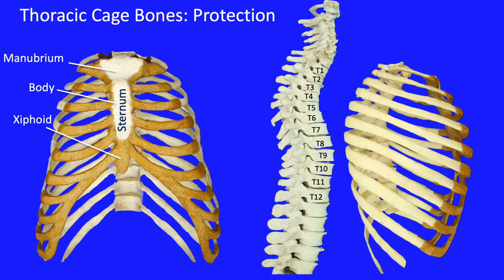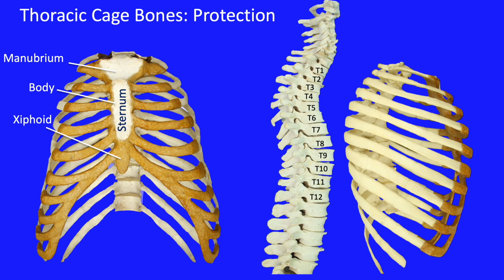Given that one function of the bones of the thorax is protection, it makes sense to mention what organs they are protecting. But first, let me explain some markings of the thorax of clinical relevance. Shown in this slide is the same anterior view of the thoracic cage as shown previously, but now a lateral view of the thoracic cage is shown also. In addition, I have placed a vertebral column in the image and labeled the thoracic vertebrae.